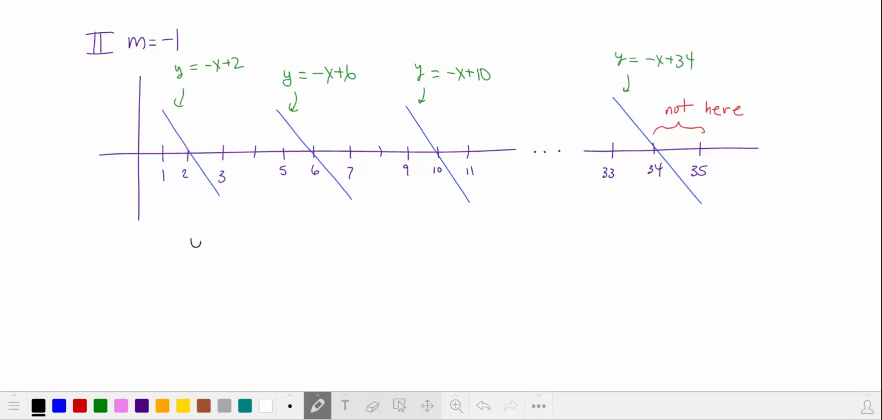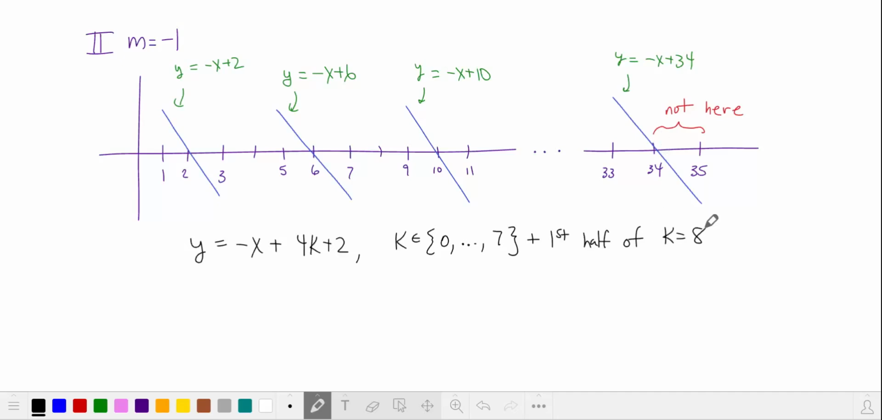To generalize, we always have minus x, and then we're adding 2 more than a multiple of 4. So I'll write this as 4k plus 2. We fully get these segments when k is between 0 and 7. And then we just get the first part here when k is equal to 8.